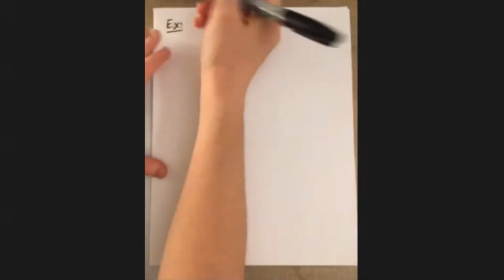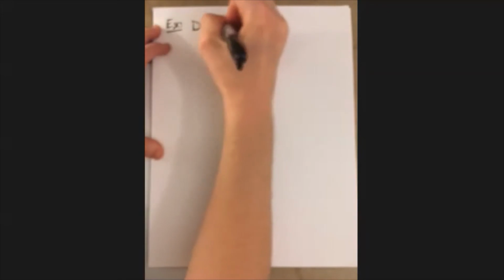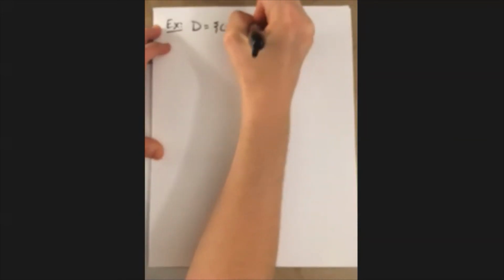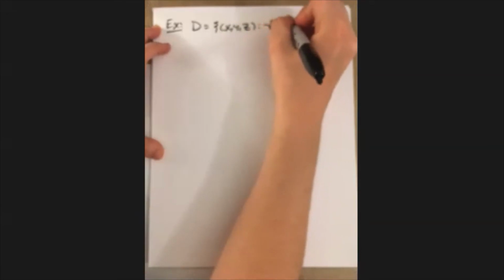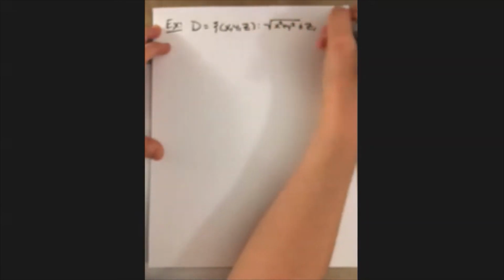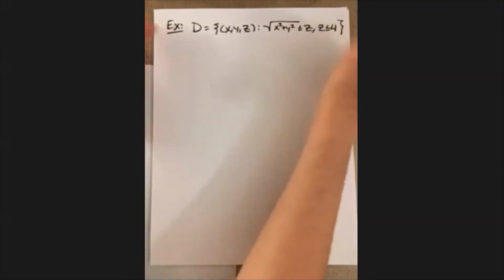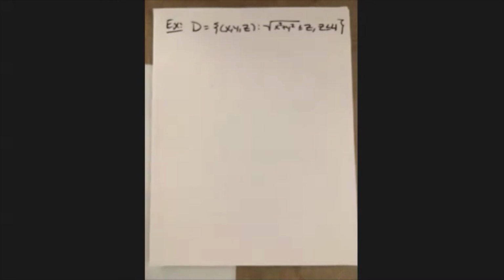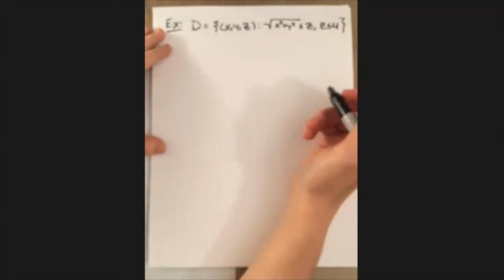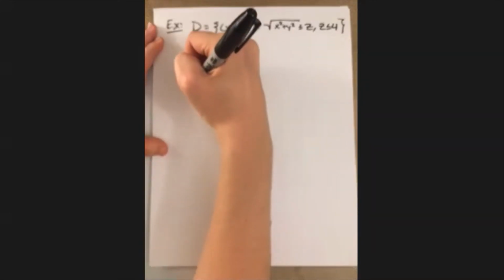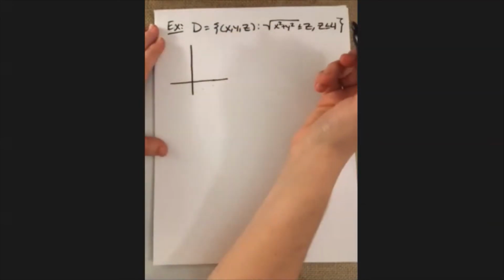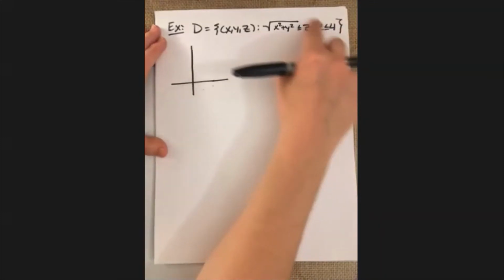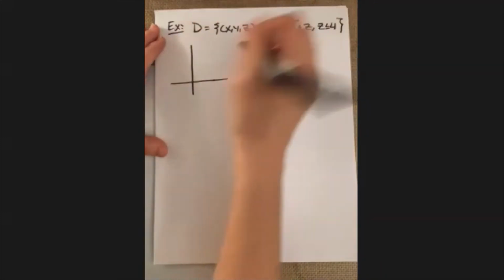So in this first example, we have that D is equal to x, y, z, such that the square root of x squared plus y squared is less than or equal to z, and we want z to be less than or equal to 4. Okay. So in this one, let's go ahead and draw our shape. If you remember back to identifying quadratic surfaces, this is going to be a cone, and just the positive half of the cone.